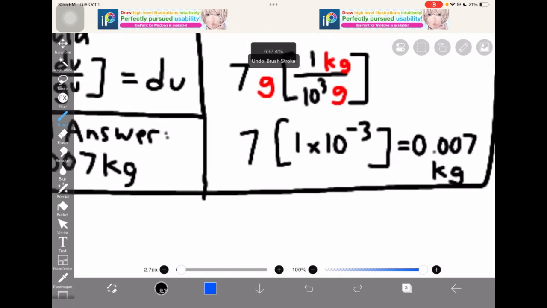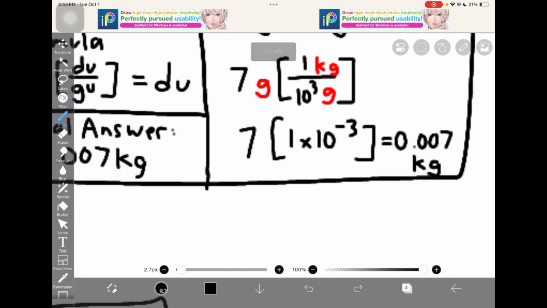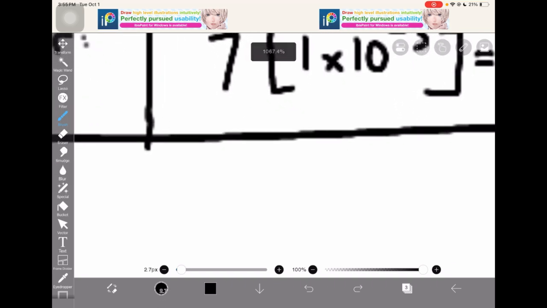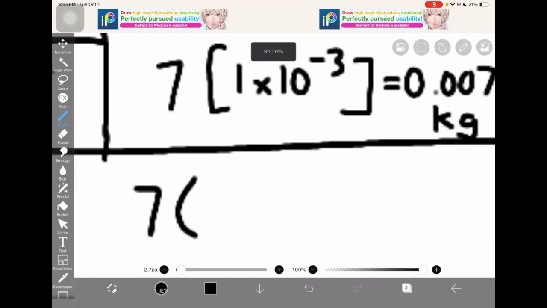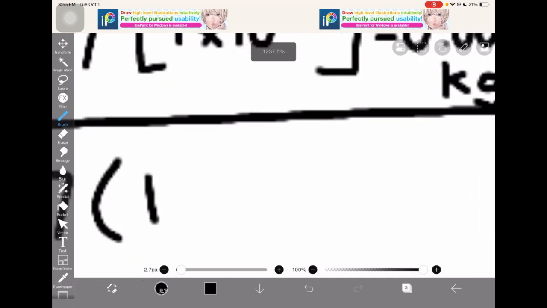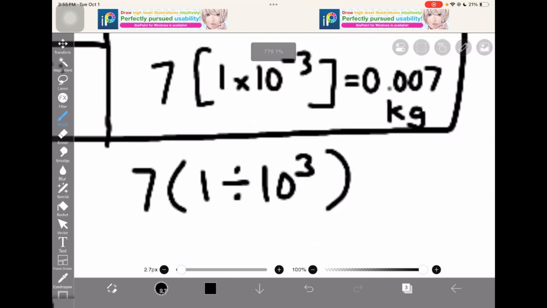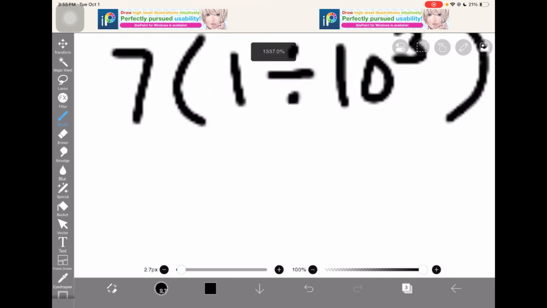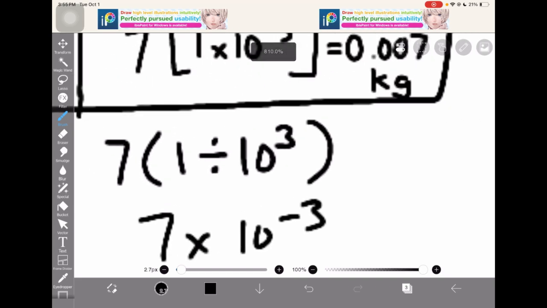To type this in the calculator, you really just have to ignore the units. So we just put 7 and then in parentheses 1 divided by 10 raised to 3. If we put that in the calculator, I'm just going to do it right now: 7, in parentheses 1 divided by 10 raised to 3, close parentheses. You'll get the same answer but in scientific notation, which is 7 times 10 raised to negative 3. And that's just the same thing here.